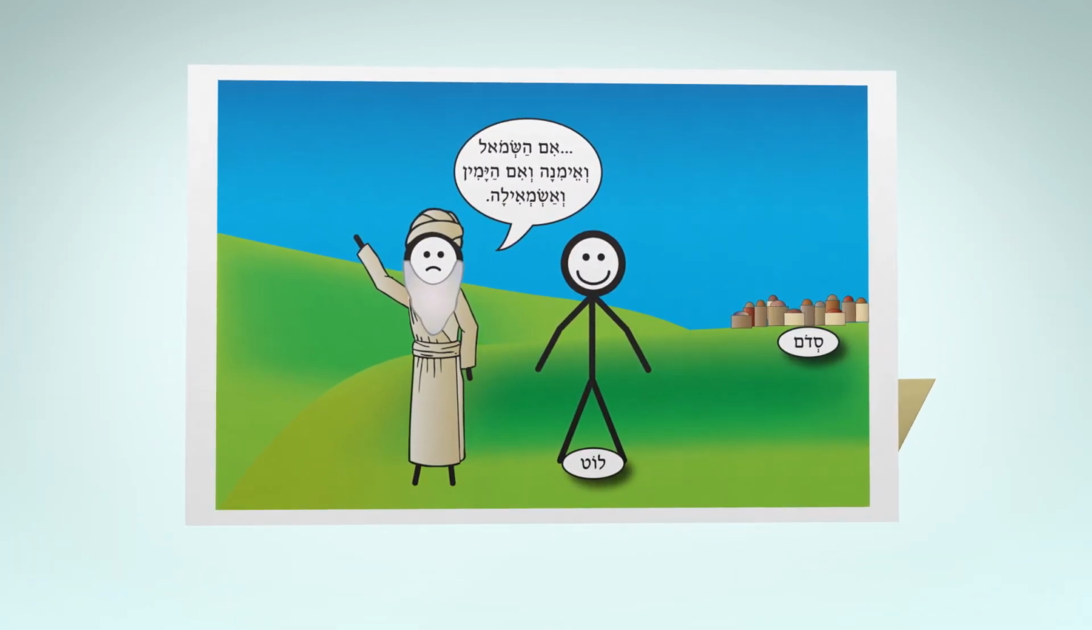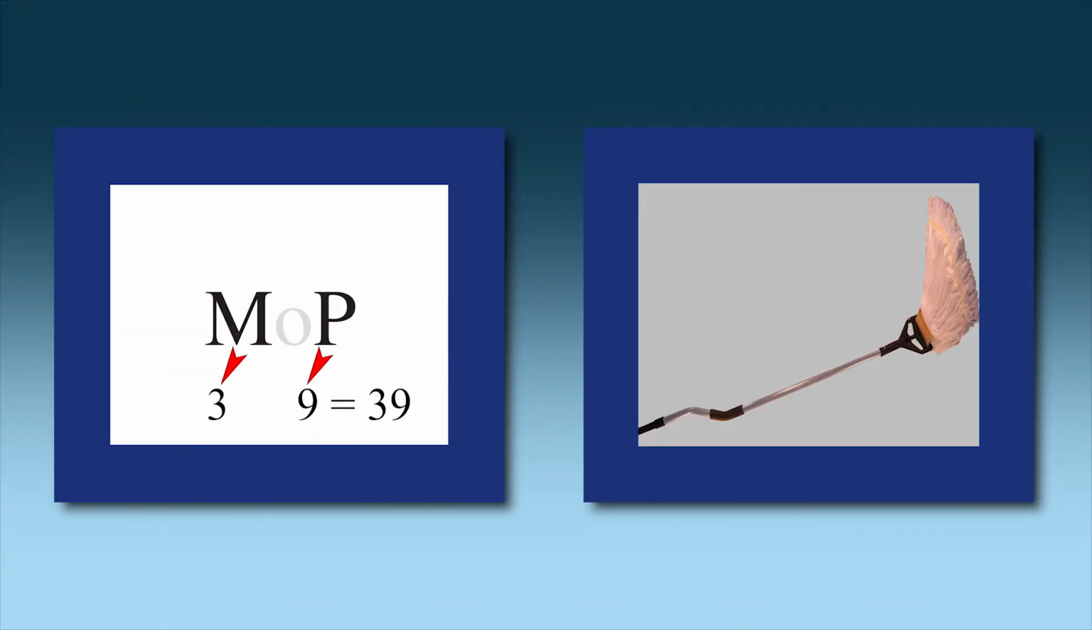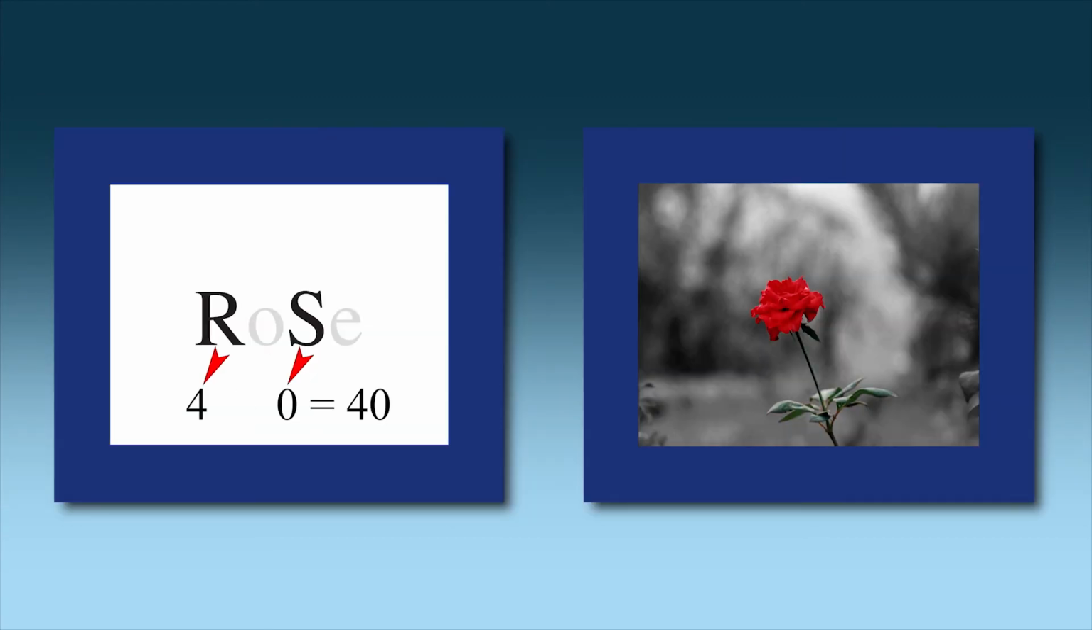Watch this. We're up to 39. Mop. Now we're going to go to 40. 40 is rose. You can see a picture of a rose. Very good. R, 4. Very good. O, doesn't count. S, 0. S. Very good. S has the same sound as Z. Z, 0. E, doesn't count. So the word rose equals 40.